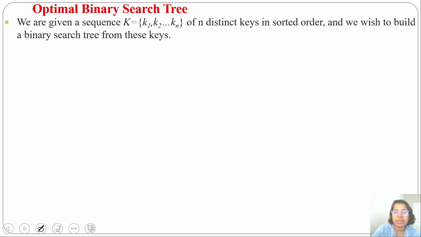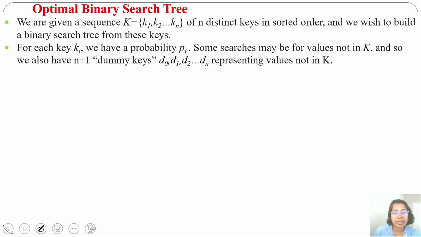We are given a sequence K equals to k1, k2 up to kn of n distinct keys in sorted order, and we want to build a binary search tree from those keys, and for every key some probability is given. Let pi be the probability for ki. Some searches may be for values which are not in K. So there are n plus 1 dummy keys d0, d1, d2 up to dn representing values not in K. So k1, k2 up to kn are values present in K, and d0, d1, d2 up to dn are dummy keys which are not present in K.